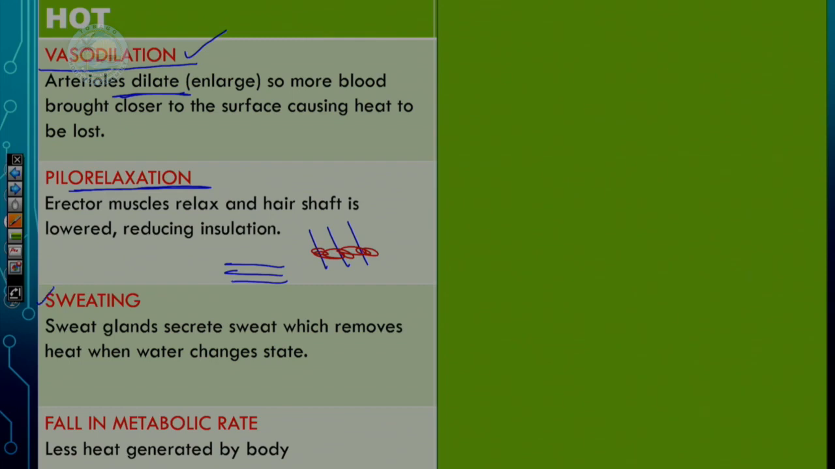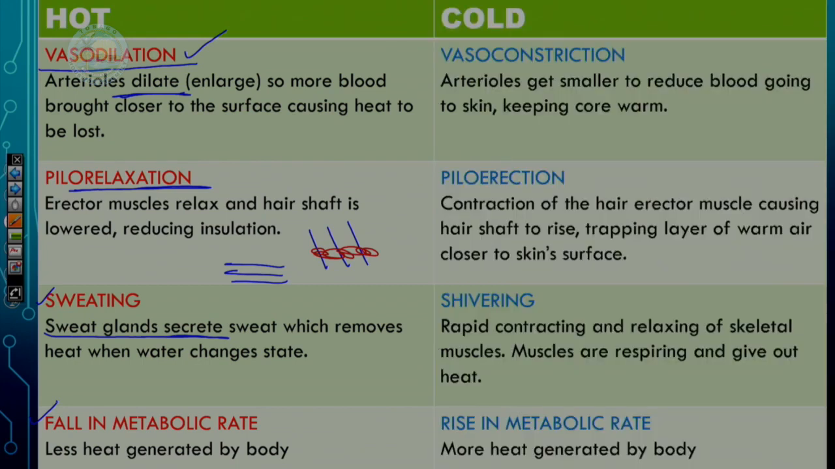Then of course you have sweating. When you are hot, you are going to sweat. And how does that happen? The sweat glands are going to start secreting sweat, which would remove heat when water changes state. And finally, your falling metabolic rate. You are going to slow your body down, so you are not going to be respiring as much and generating as much heat. So you are going to cool down that way.